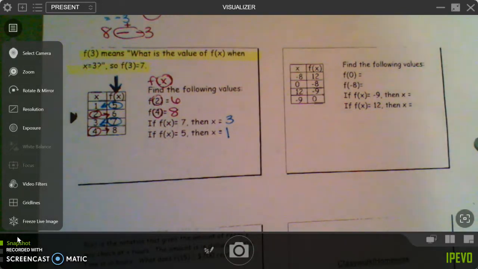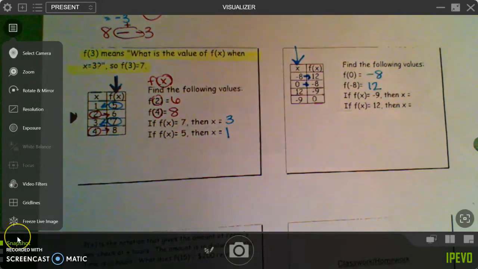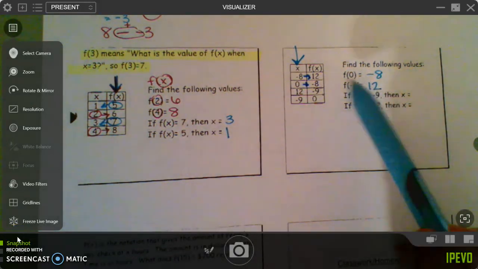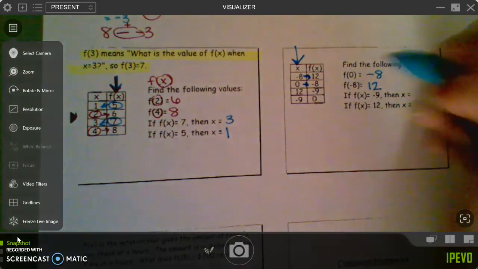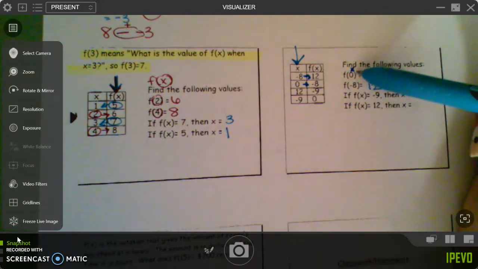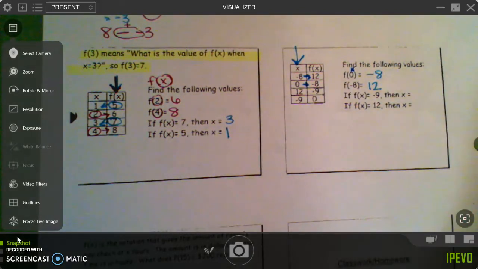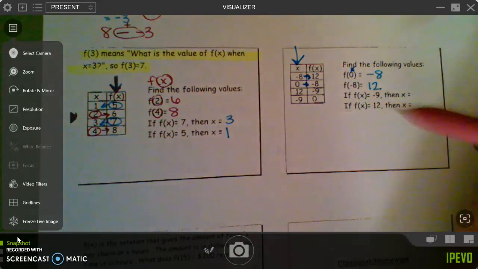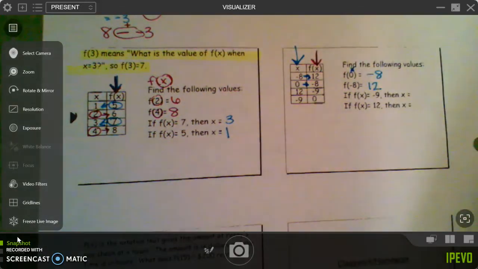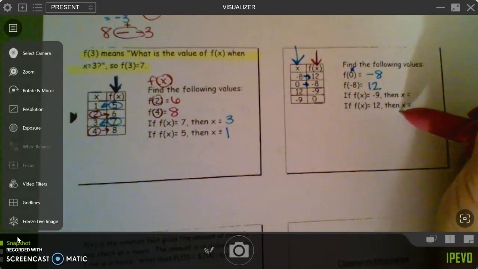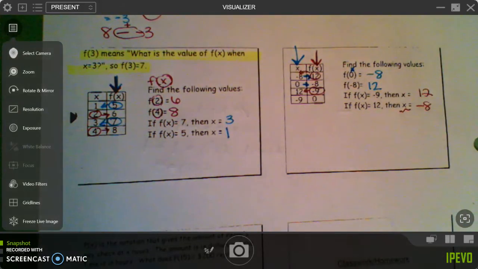So go ahead and pause this video and try the next problem. So for these first two problems, we're looking at the x column because these values are in the x spot and we're going to the right side for the answer. For the second ones, we're looking at the f of x column and going to the left because we want to find out what the x is. So when f of x equals -9, the answer is 12. When f of x equals 12, that's when x was -8.